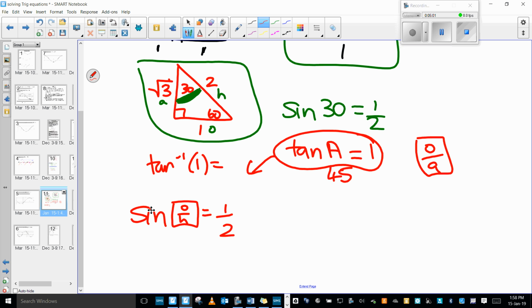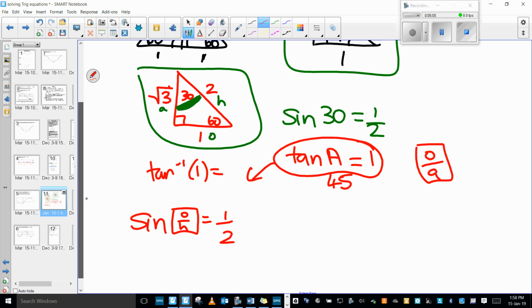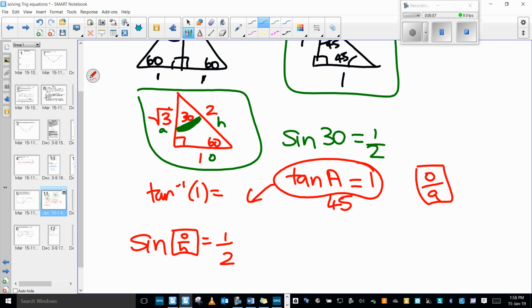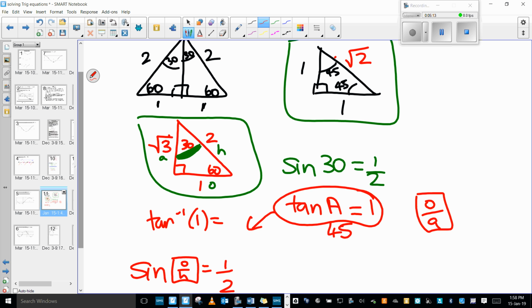Use that triangle shape, because it's either this triangle or this one. It's either one. So if we've chosen this, opposite over hypotenuse, 1 over root 2, that's obviously not 0.5. Yeah?